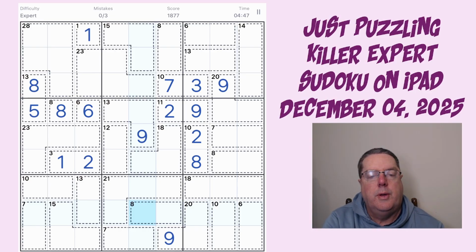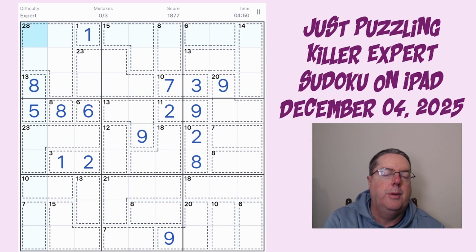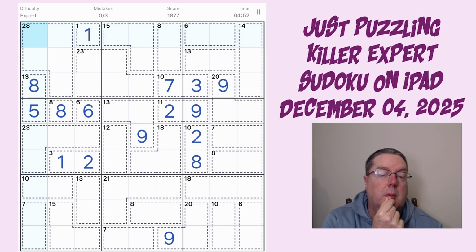So 7, 2, 3, 5. Just going to add this up. 28 plus that's 36, yep, 36, 37. So these two are going to be 8, which means that 6 and 2's out, 1 and 7's out. So this is going to be 3 and 5 because of the 3 there. This is a 3, leaving this to be the 5.